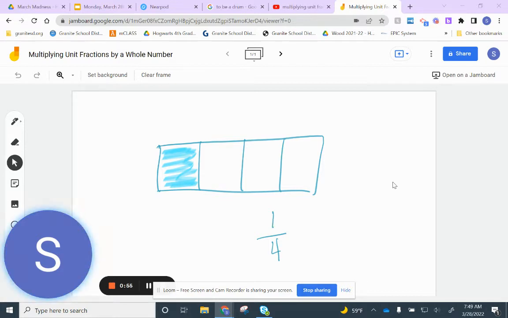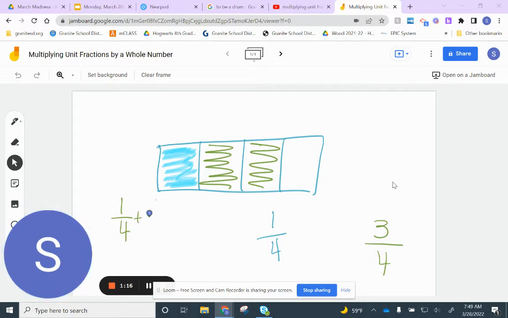Now, if we had added on, and this was 3/4, remember we were creating unit fractions, we could make a number sentence of 1/4 plus 1/4 plus 1/4 equals 3/4, or 3 times 1/4 equals 3/4. So we did a little bit of this at the beginning of our fractions, but we're going to work on it a little bit more.